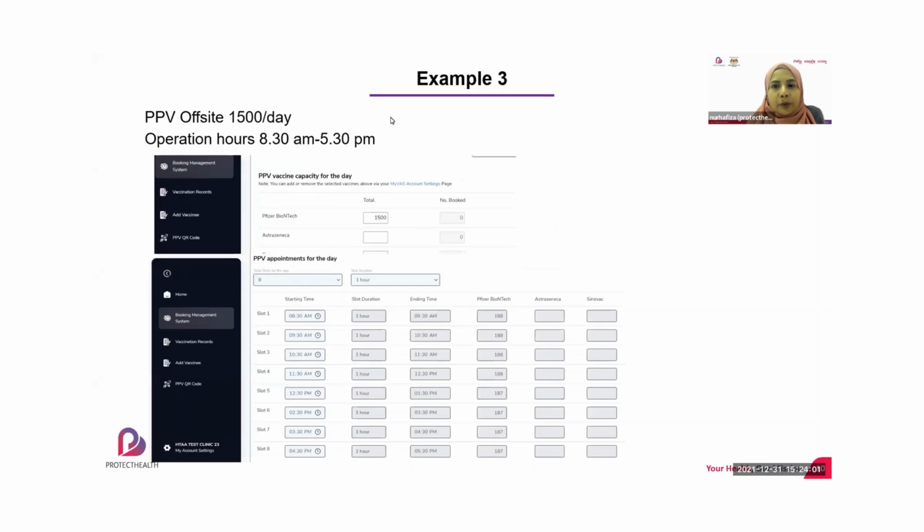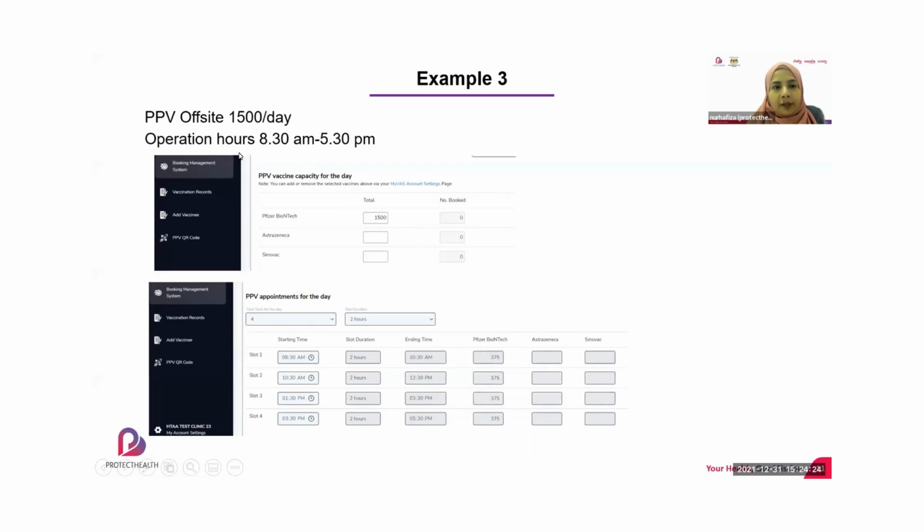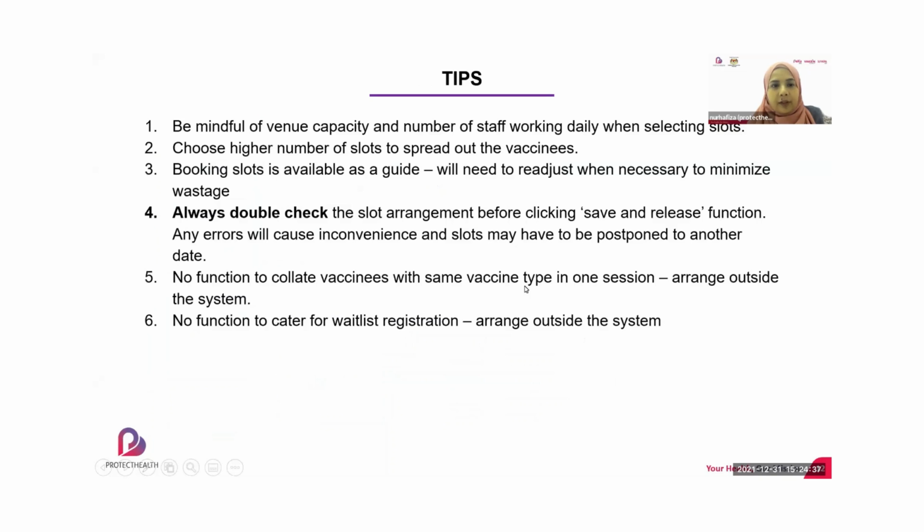Okay, and for those who might be doing PPV offsite, which has a higher number of doses, about 1,500 per day, this is one example where you open up 8 slots, starting at 8:30 up till 5:30. So this is option A. Another option, option B, is that you can minimize the slots, which is 4 slots over a duration of 2 hours, but you have higher numbers of doses over those 2 hours. Because of how you open the slots and the duration, we are giving you some tips on how to go about it.